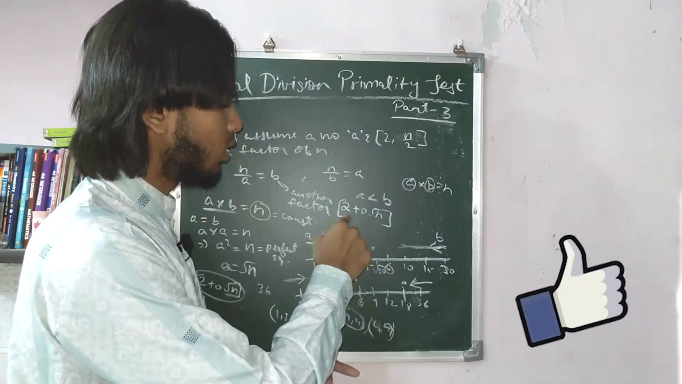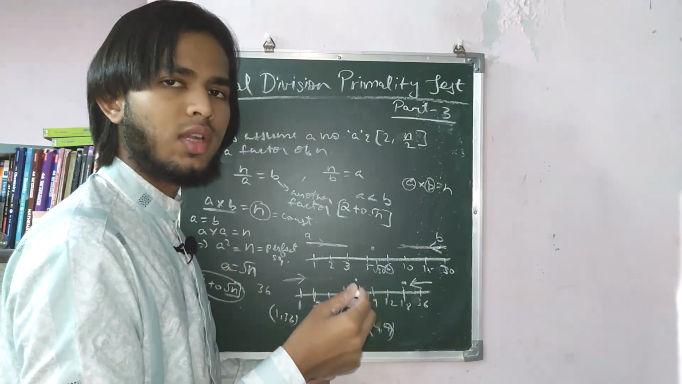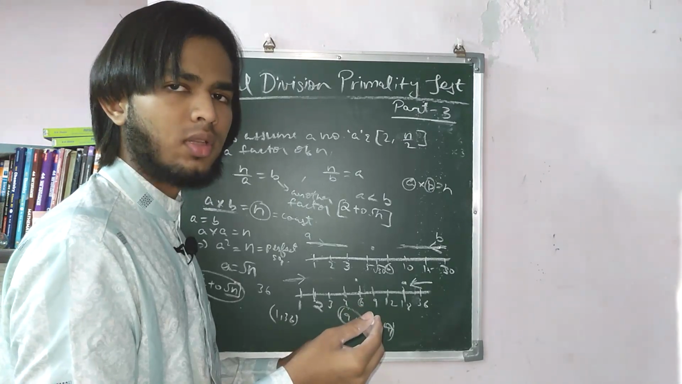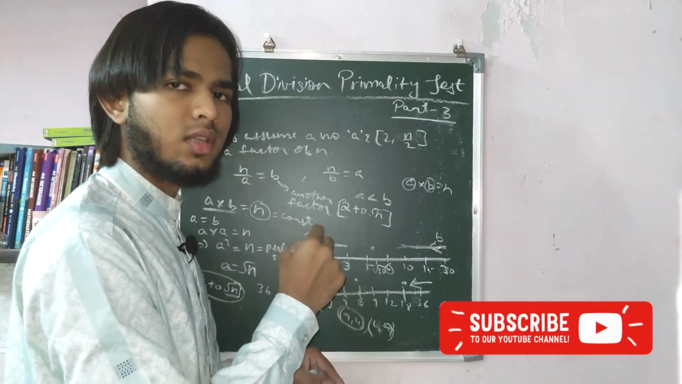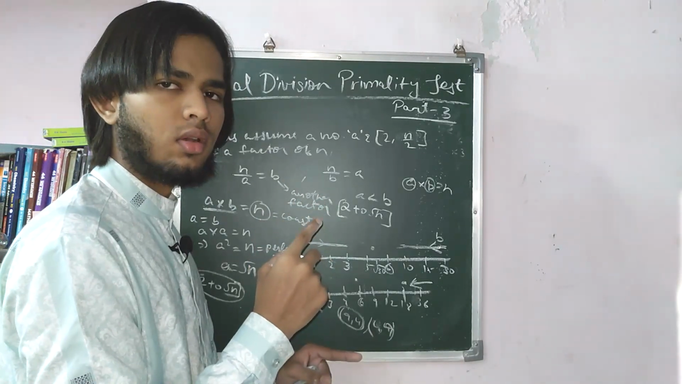and if some number in this range comes out to be a factor of n, then we can conclude that n is not a prime. And in case of a prime number, from 2 to square root of n, we will not get any factor of n.